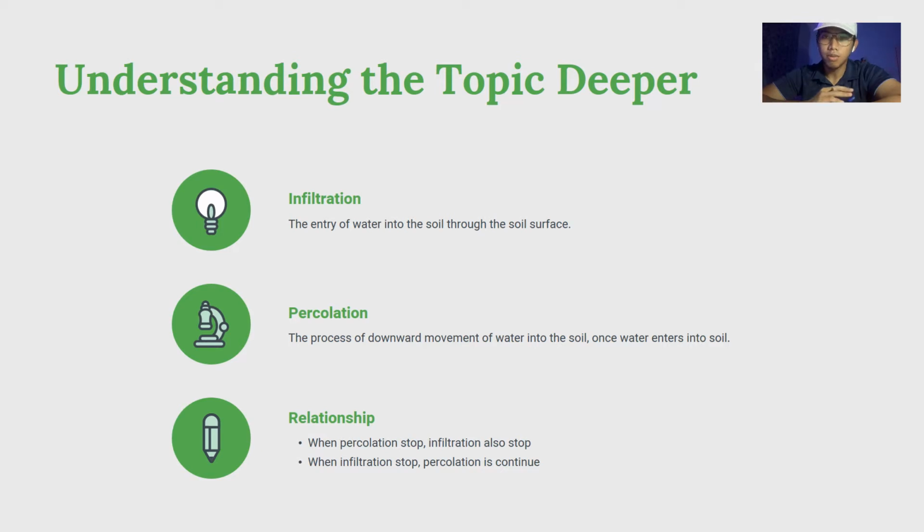Infiltration is the process of water entering the soil through the soil surface, while percolation is the process of downward movements of water into the soil when water enters into soil. So, what is the relationship between these two terms? Okay, when percolation stops, infiltration also stops. But when infiltration stops, percolation is continued.